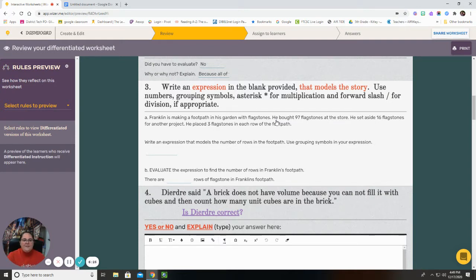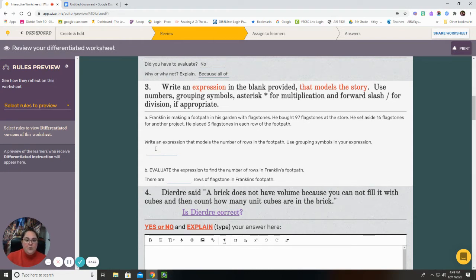So he bought 97 flagstones at the store. He set aside 16 for another project. He placed 3 flagstones in each row for the footpath. Write an expression that models the number of rows in the footpath using grouping symbols in your expression. This is a multi-step problem.